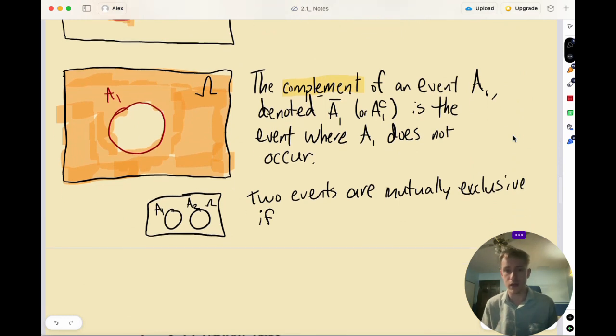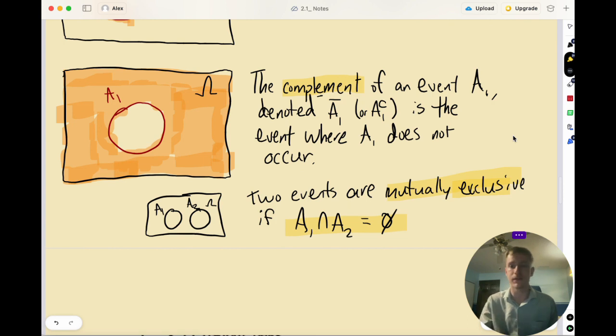Well, it would be the intersection. So we would say that the intersection of A1 and A2 is nothing. But we can't write 0 because that's not a set. Zero is a number. It's not a set. So the set of nothing, remember, is the empty set. So again, I'll say mutually exclusive if this happens.